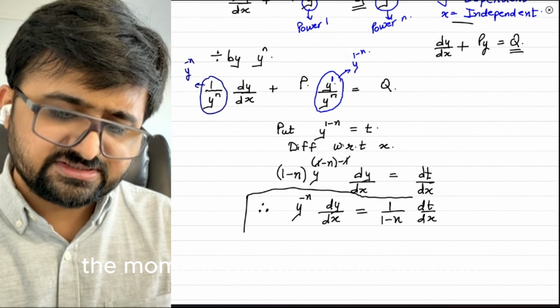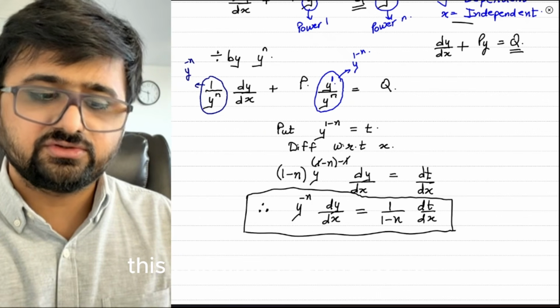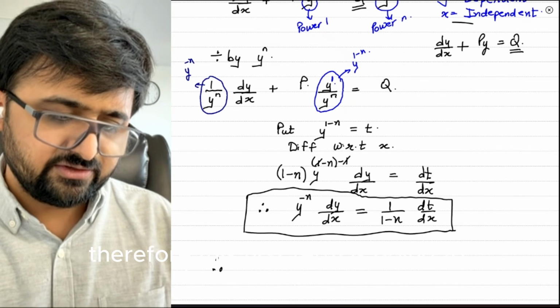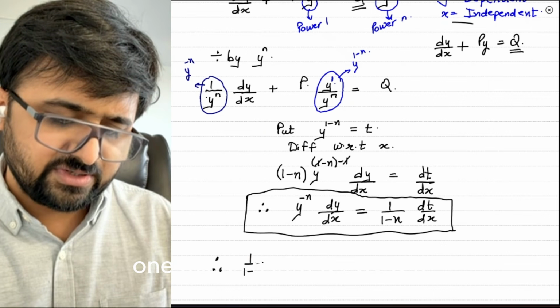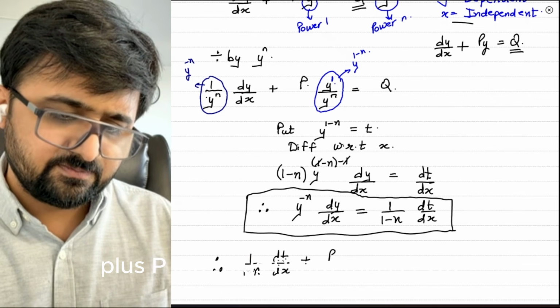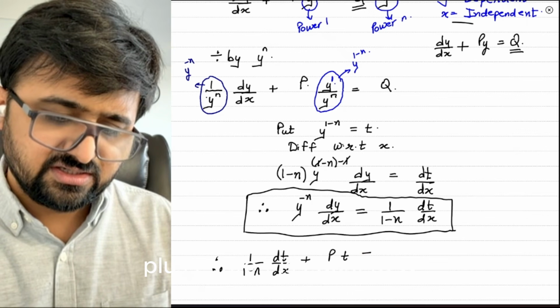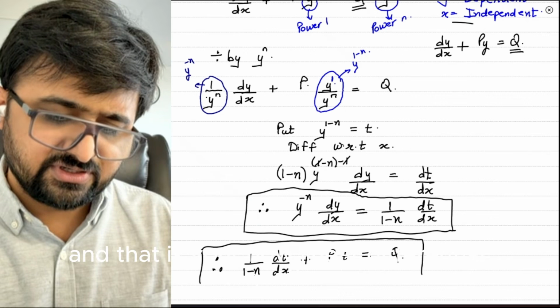The moment you do this substitution, the Bernoulli's equation is going to look like, therefore, this first term is going to become 1 over 1 minus n into dt by dx plus p into t, okay, is equal to q. And that is your now linear differential equation.